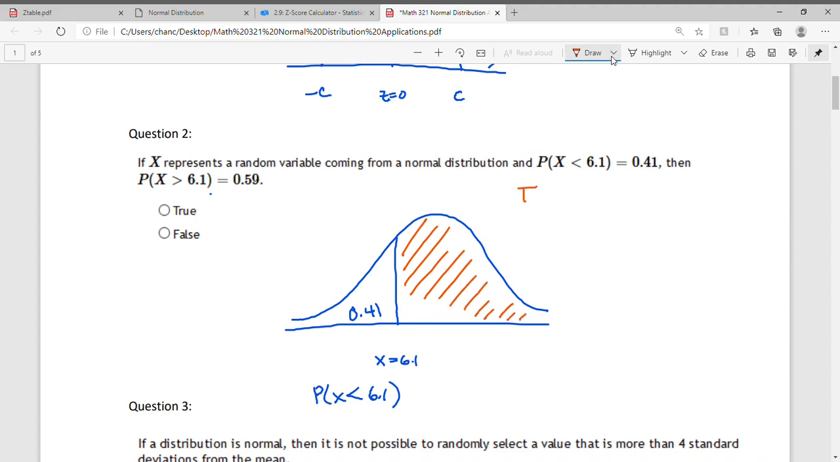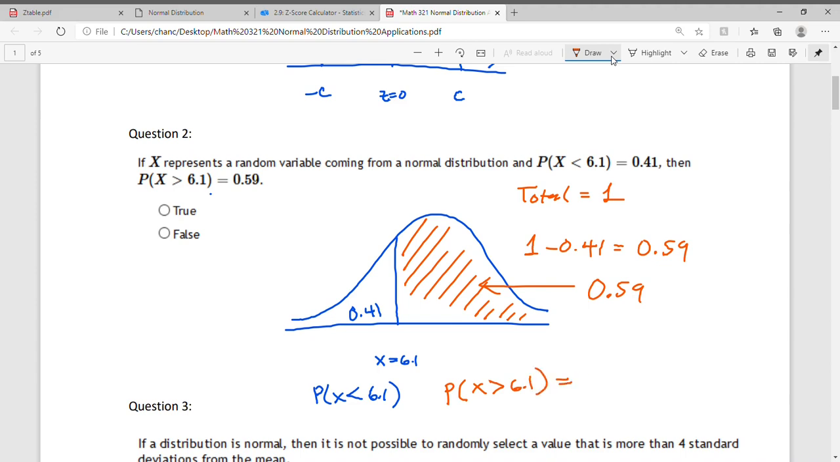And remember, the total area is equal to 1. So if I subtract 1 minus 0.41, this gives me 0.59. That means this area in orange is 0.59 because that's the area to the right. So the probability of x being to the right of 6.1 is equivalent to 0.59. And that's exactly what this statement says. So question 2 is also true.